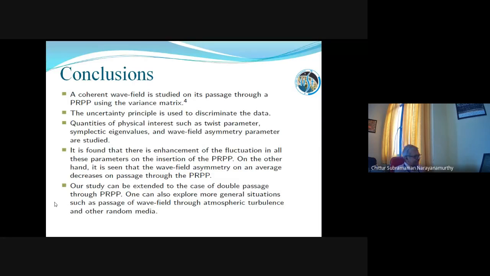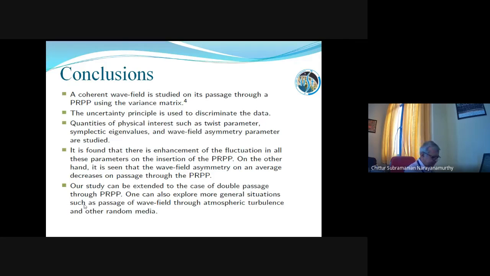Interstice, twist parameters, symplectic eigenvalues, and wave field asymmetry parameter are studied. It is found that there is an enhancement of the fluctuation in all these parameters after the insertion of PRPP. On the other hand, it is seen that wave field symmetry on an average decreases as it passes through the PRPP. Our study can be extended to the scale of double passage, and one can also explore more general situations such as wave field through atmospheric turbulence and other kinds of media.